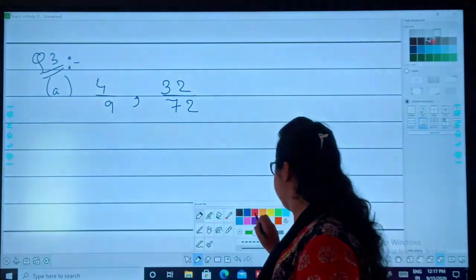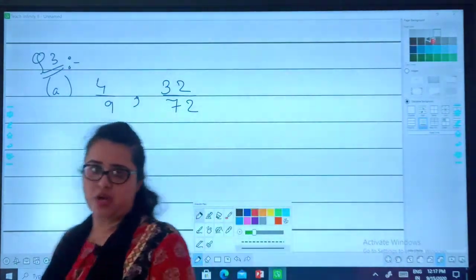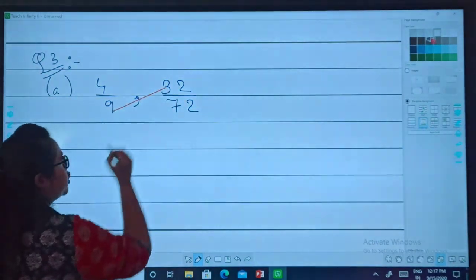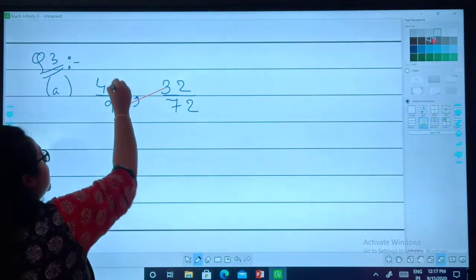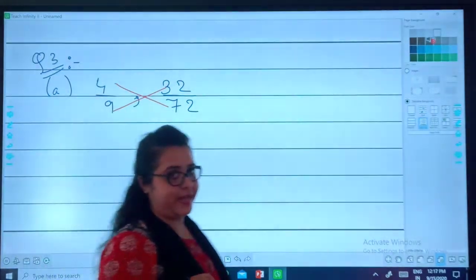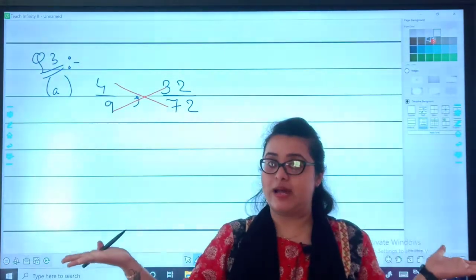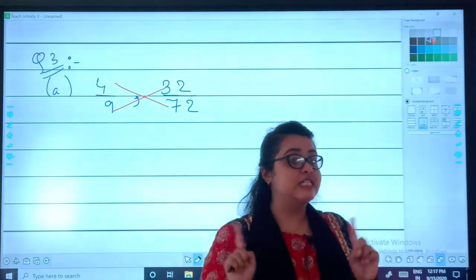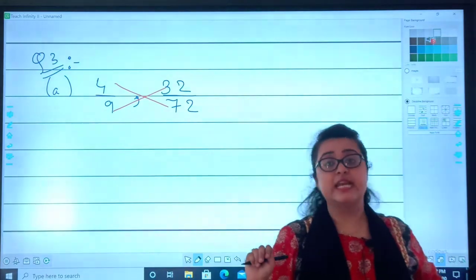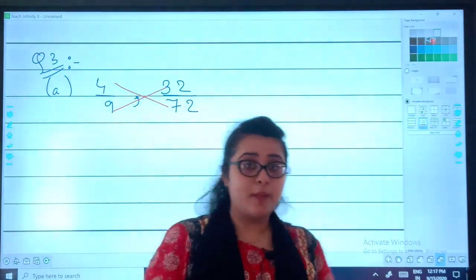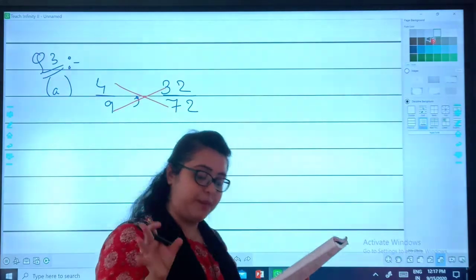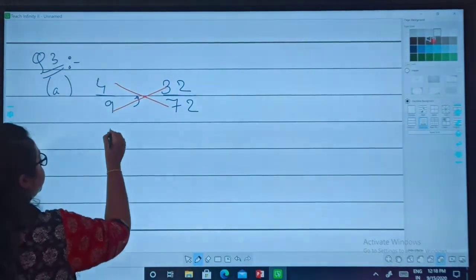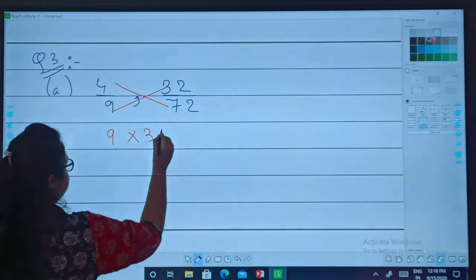See, this is my question. अब मैं क्या करूँगी? क्रॉस मल्टीप्लाई करूँगी. 9 को मैं 32 से मल्टीप्लाई करूँगी, 4 को मैं 72 से मल्टीप्लाई करूँगी. अगर दोनों के आंसर सेम आते हैं, then I can say that these numbers are equivalent. अगर सेम नहीं आते, then I have to say that these terms are not equivalent. Okay, students. So now I will be copying the question, or I can say I will be copying the statement form. 9 into 32, मैं आंसर 72.